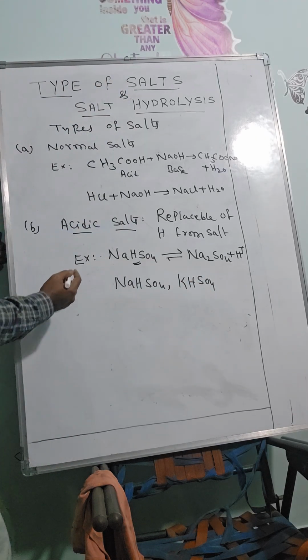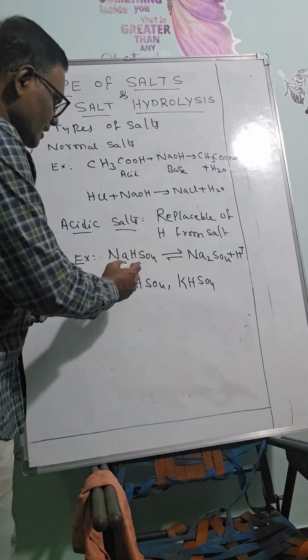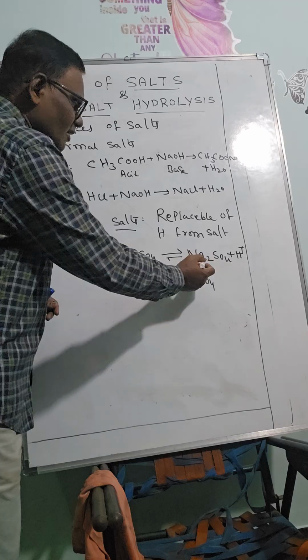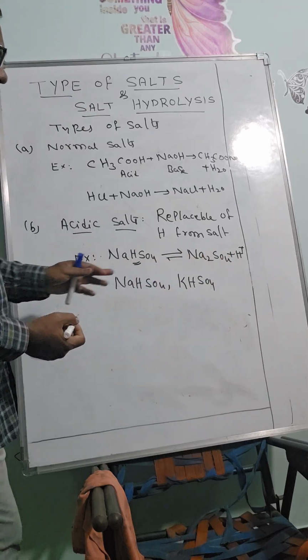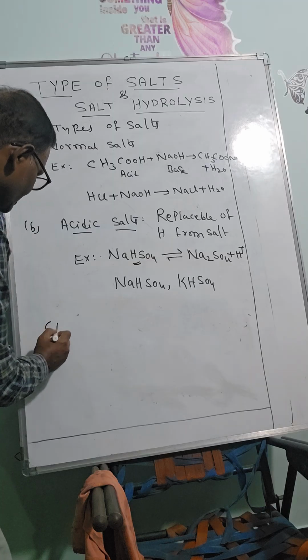Next, what are acidic salts? Salts with replaceable hydrogen. NaHSO4 is a salt; on replacement of hydrogen we get Na2SO4 and H+. This is the acidic nature of the salt.